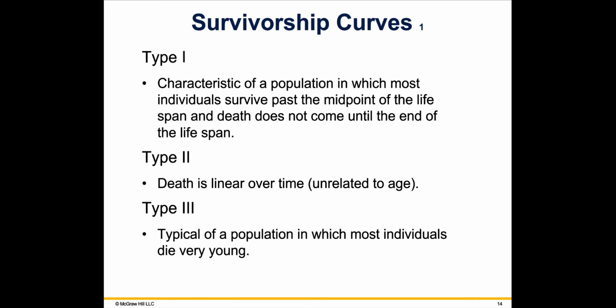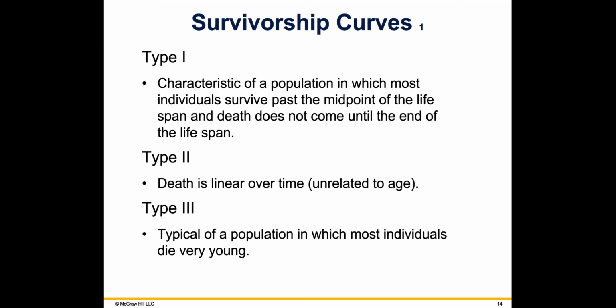So we see type 1 survivorship curve. This has a population where most of the individuals live past the midpoint of their lifespan, and really death doesn't come until the very end of their life. Now you're probably sitting here thinking, what sort of living things could have that sort of pattern in their life? Well, probably a lot of things you're thinking of, including humans, right?